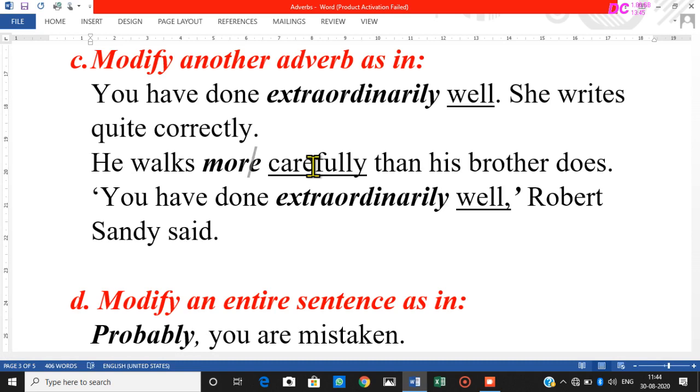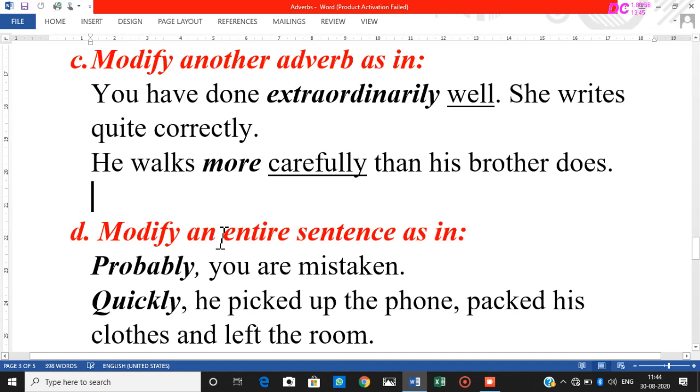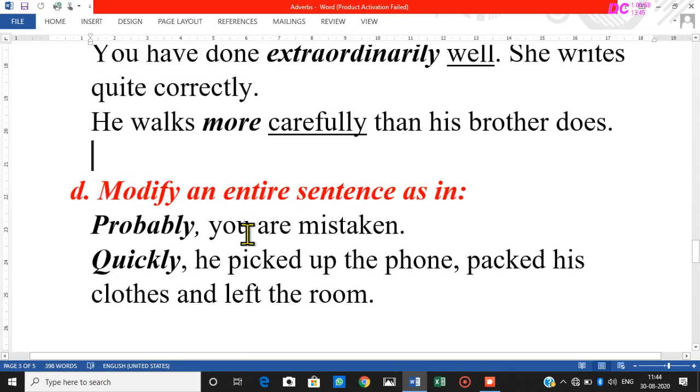Now another word. Now we will see an adverb modifies an entire sentence. Probably you are mistaken. Quickly, he picked up the phone, packed his clothes and left the room.